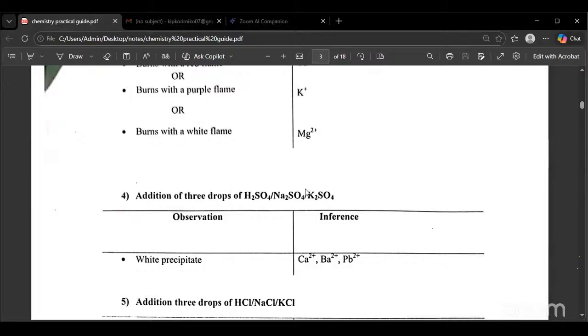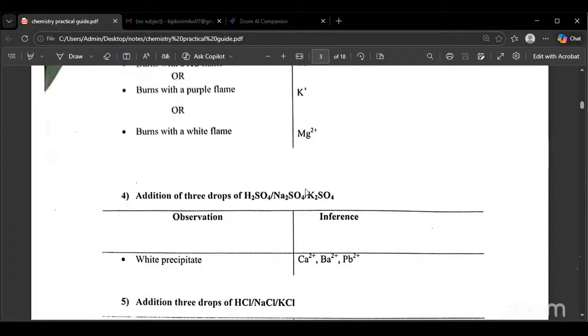Now, there is another one, which is addition of 3 drops of sulfuric acid. They normally give you sulfuric acid, or they can give you sodium sulfate. All of these are soluble. Remember, they're giving you a solution. And then when you add it and it forms a white precipitate, remember the insoluble sulfate salts. So these ones stand for sulfates.